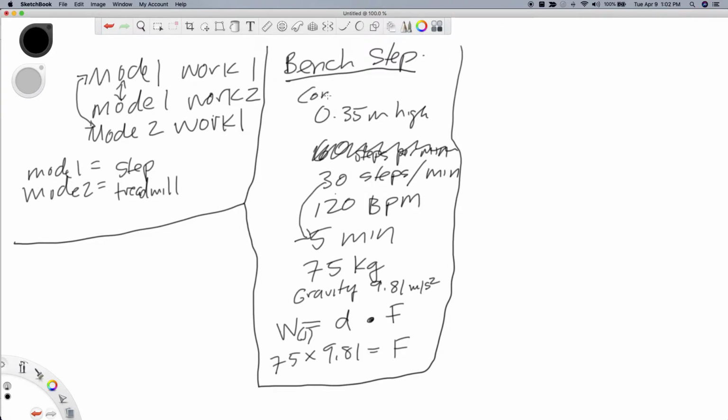Now, remember, condition 2 is going to be the same mode. It's going to have bench step.